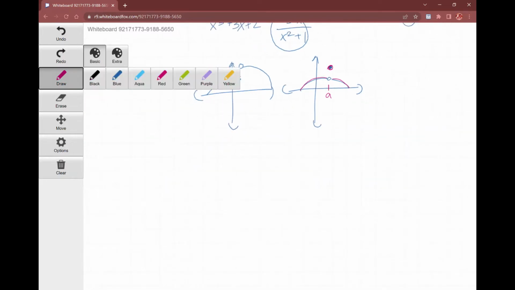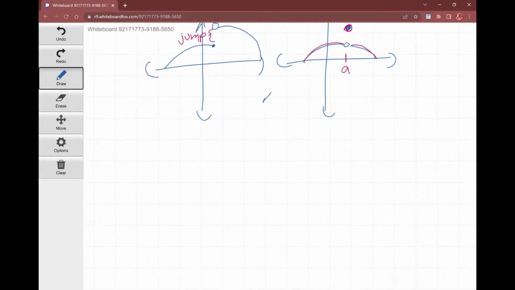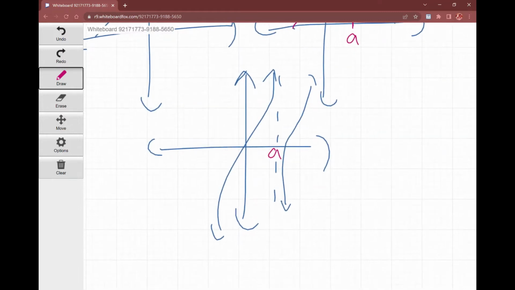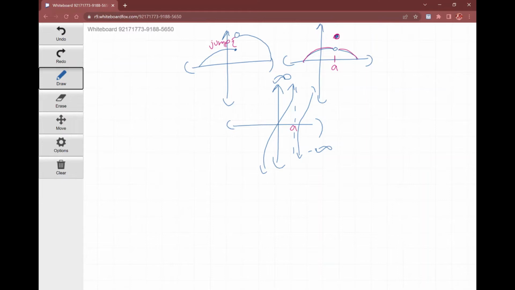And your third type is an asymptote. If I have a graph that looks like this, over here at x equals a, the function is not continuous because on the left side, it goes to infinity. On the right side, it goes to negative infinity, which means it's not continuous.